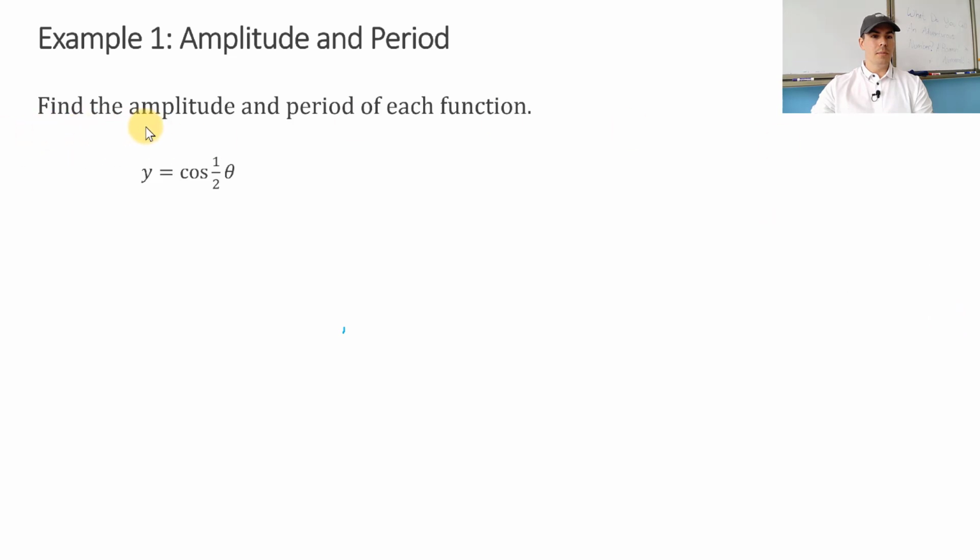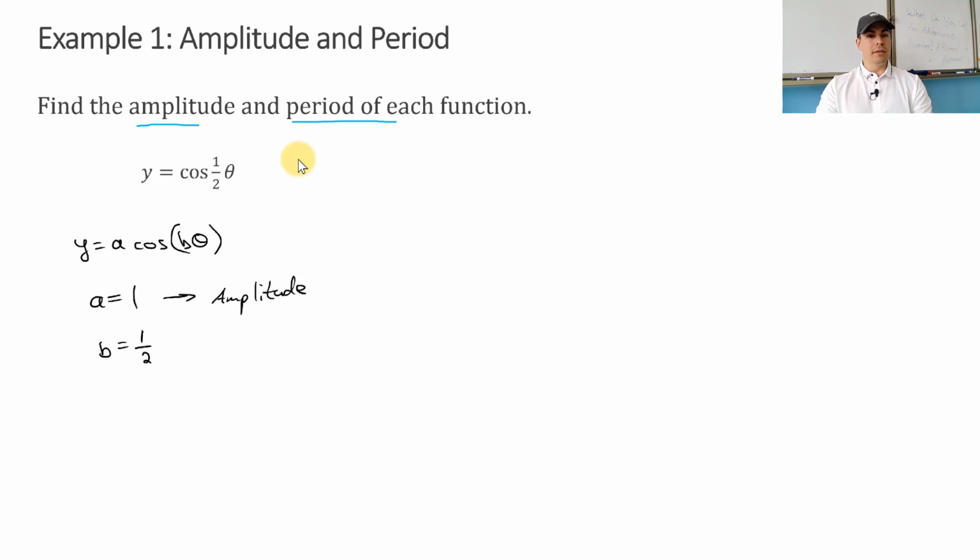Amplitude and period. So I've got y is equal to cosine 1/2 theta. Now, if I look at our generic form of this, this is y equals a cosine b theta. So in this instance, a is equal to 1 and b is equal to 1/2. Now, a I know is my amplitude always, or really the absolute value of a. So my amplitude is equal to 1 in this case. Now to find my period, that's going to be 2 pi over absolute value of b, or 360 degrees over the absolute value of b.